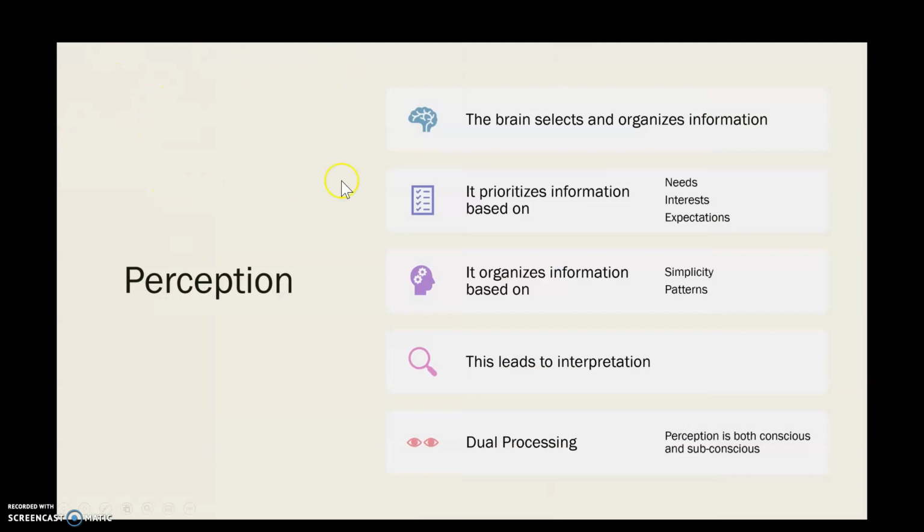So to sum up, perception is the process by which the brain selects and organizes information. It prioritizes information based on needs, interests, or expectations, and organizes it based on simplicity and pattern. This in turn leads to interpretation. Perception is both conscious and subconscious, which is called dual processing.